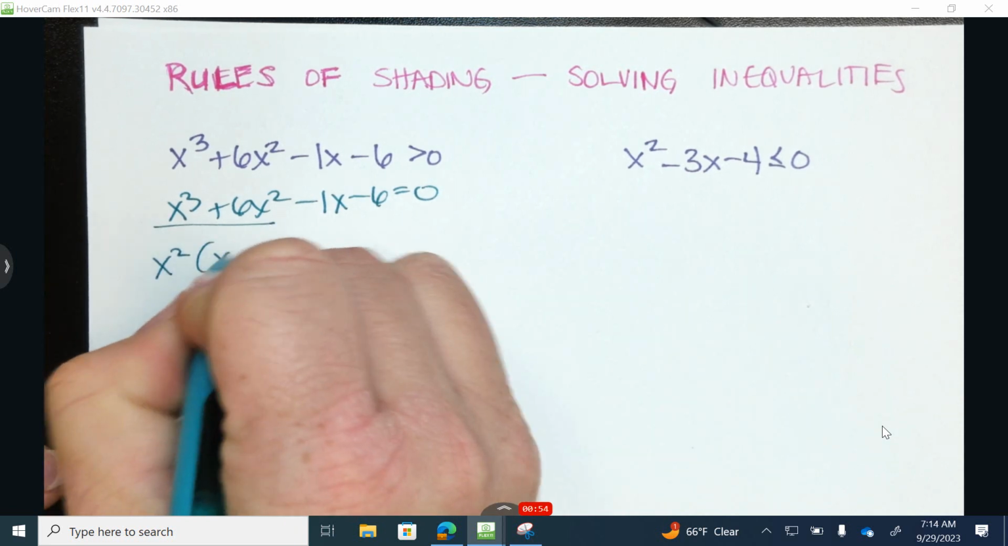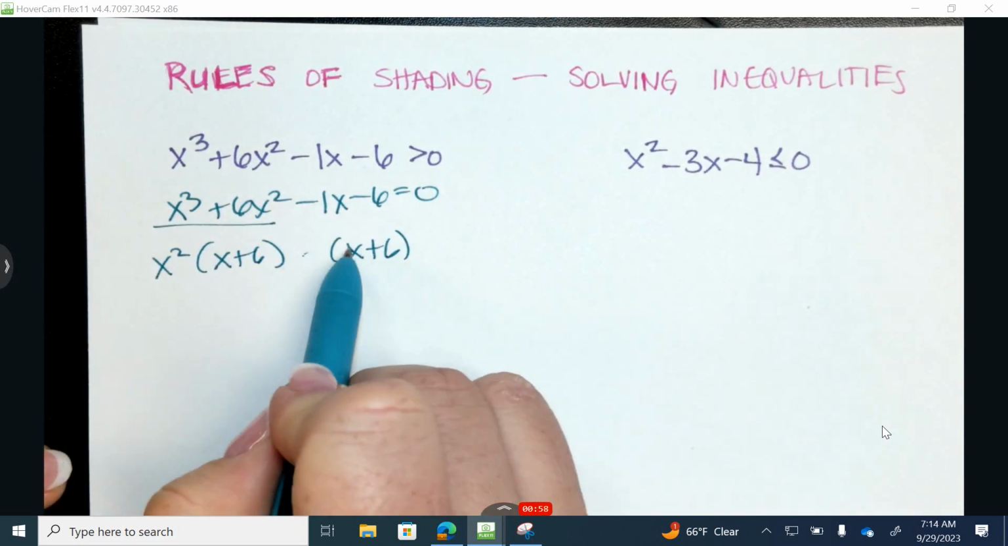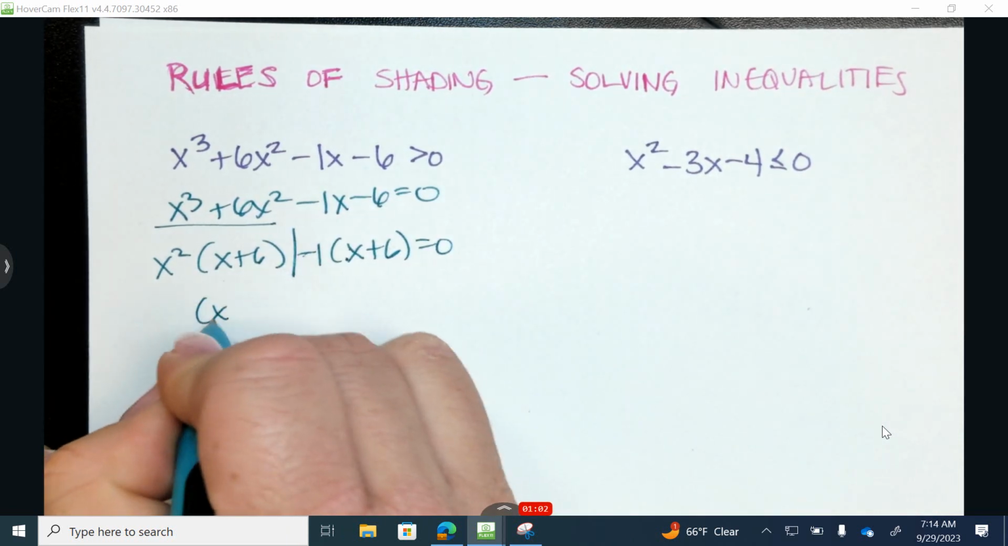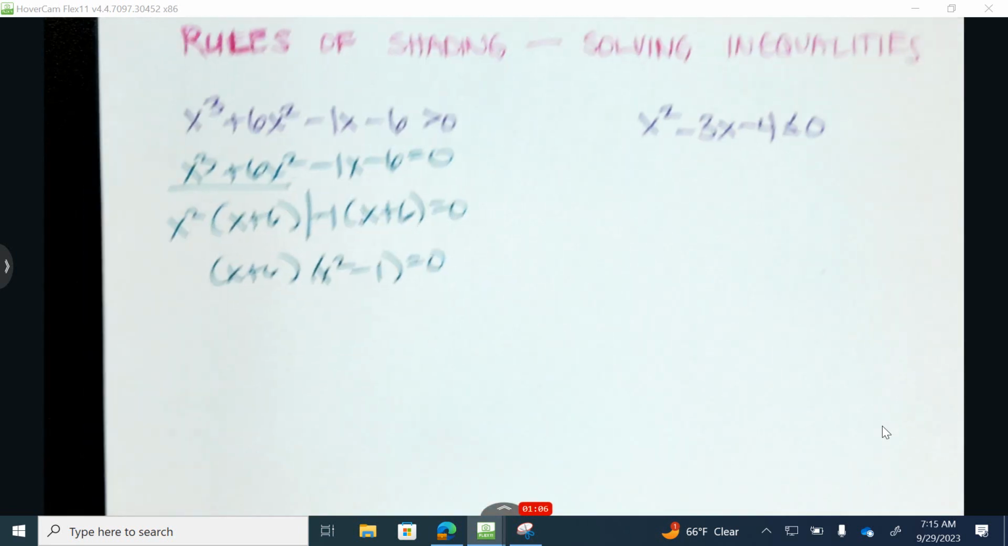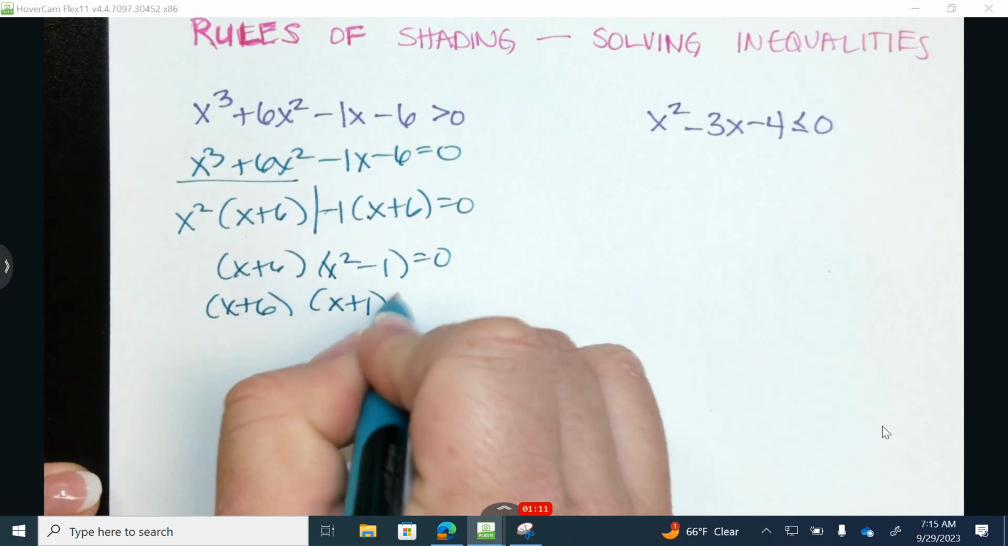Underline the first two. Factoring out an x squared, I get x plus 6. Rewriting x plus 6, what quantity times x and times 6 gives us? This would be a -1. In the front and the back, I have x plus 6. Then I have x squared minus 1 equals 0. So x plus 6 is one factor. This factors into x plus 1 and x minus 1.